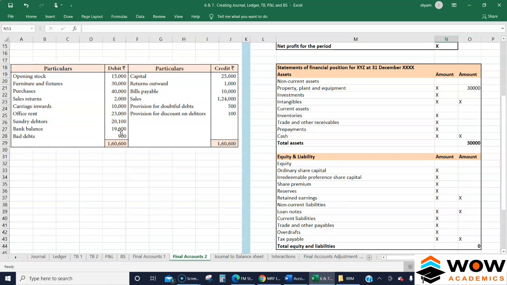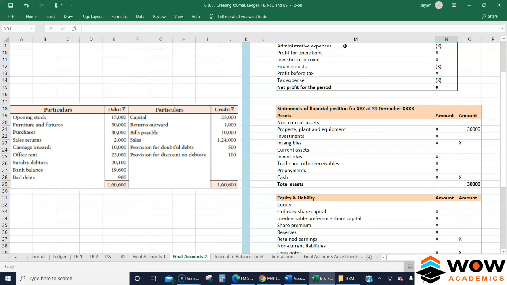The next is office rent. Office rent, I think we'll directly put under administrative expense, which is 23,000. Next is debtors. We'll put under receivables. Amount comes to 20,100. Next is bank balance. We'll put it as bank. That comes to 19,600.